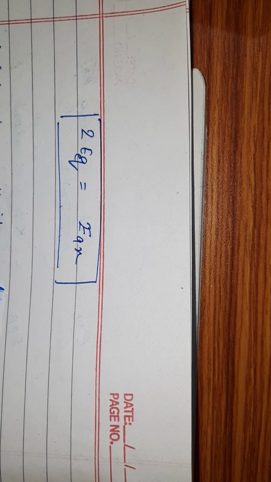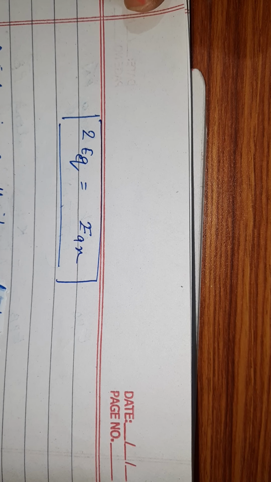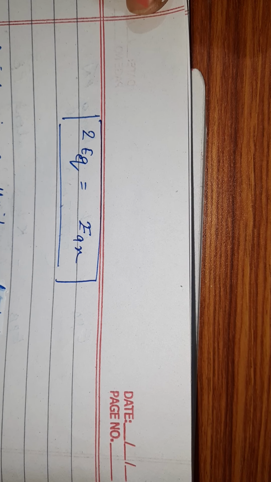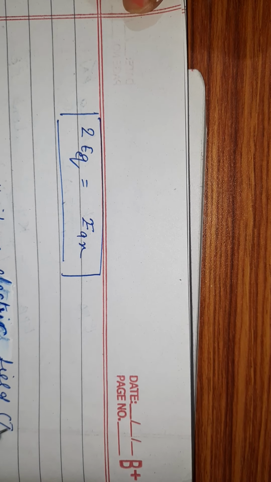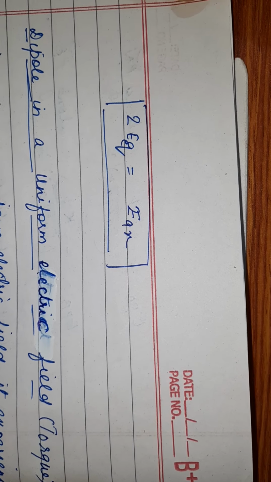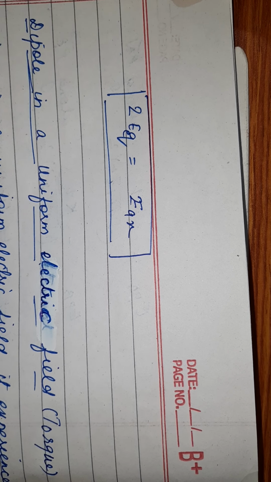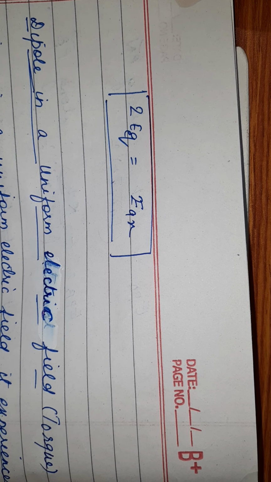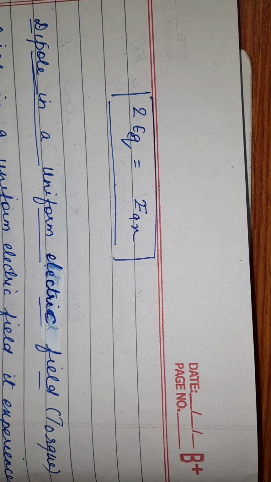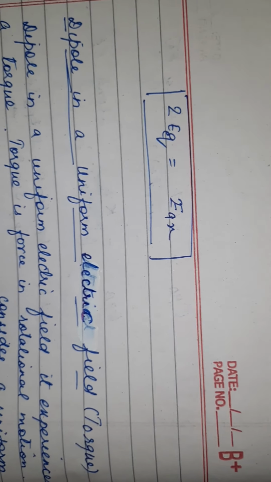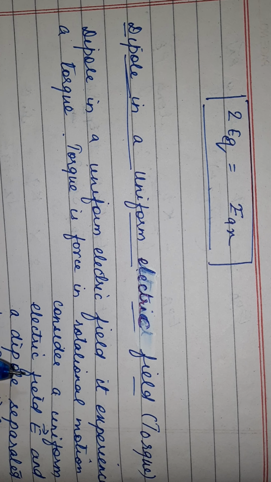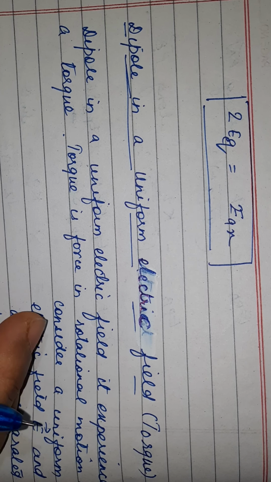Now let us see what happens when a dipole is in a uniform electric field. Whenever a dipole is in a uniform electric field, it experiences a torque. Torque you have already studied in class 11th. What is a torque? Torque is a force in rotational motion, right? So a dipole in a uniform electric field experiences a torque.